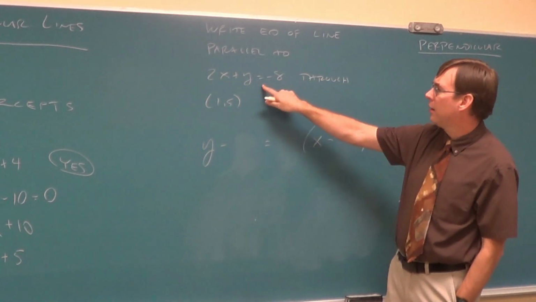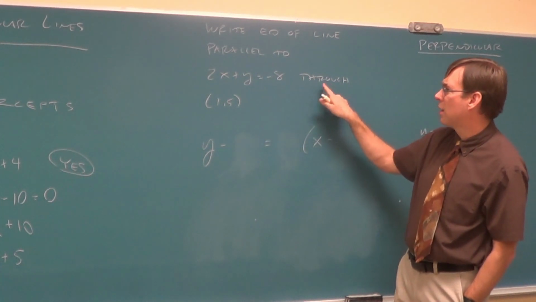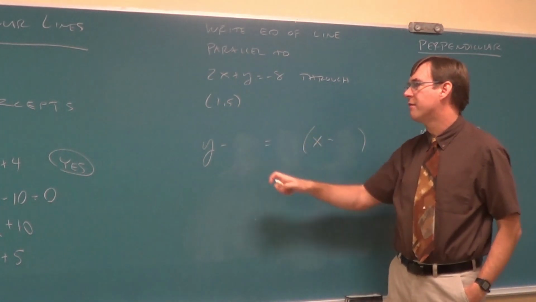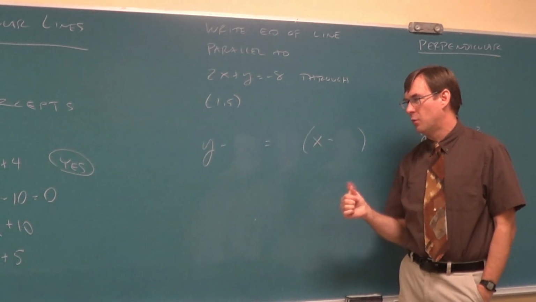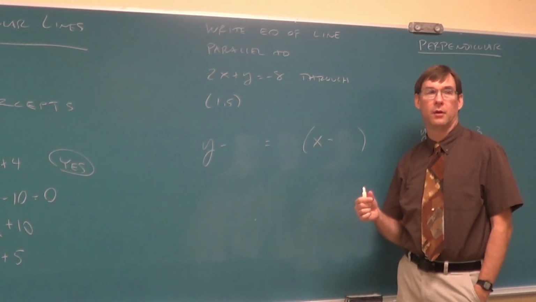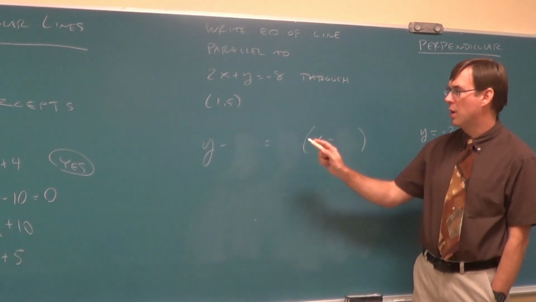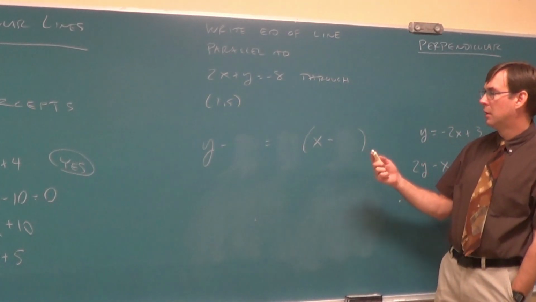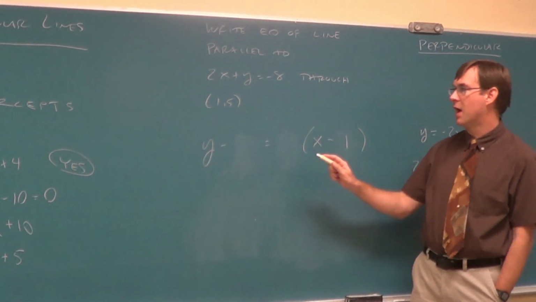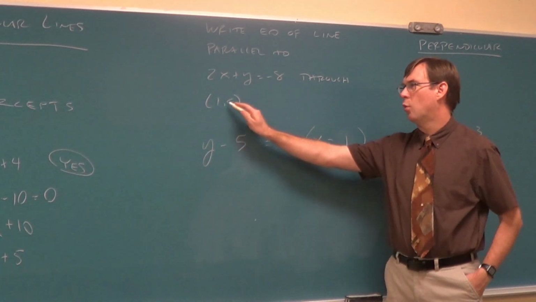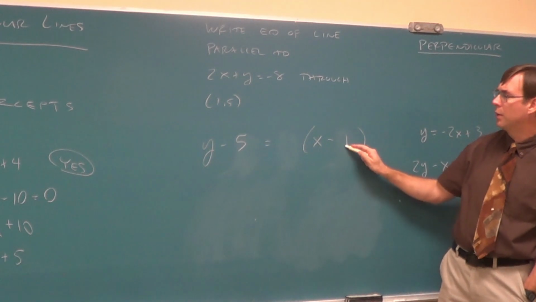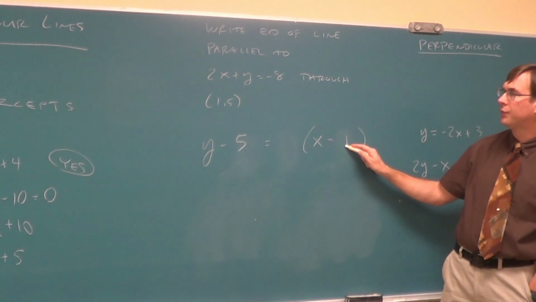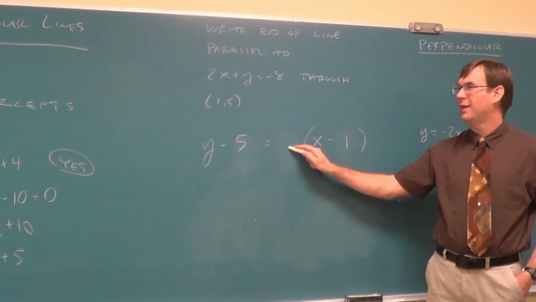We want to be parallel to this line. We want to go through the point (1, 5). Now, which number right away can we just use without any work? The 1 and the 5. Where should the 1 go? With the x. Where should the 5 go? With the y. So 1 and 5, that gives us the point part of point slope to put in the x1 and the y1. How are we going to fill in the slope?